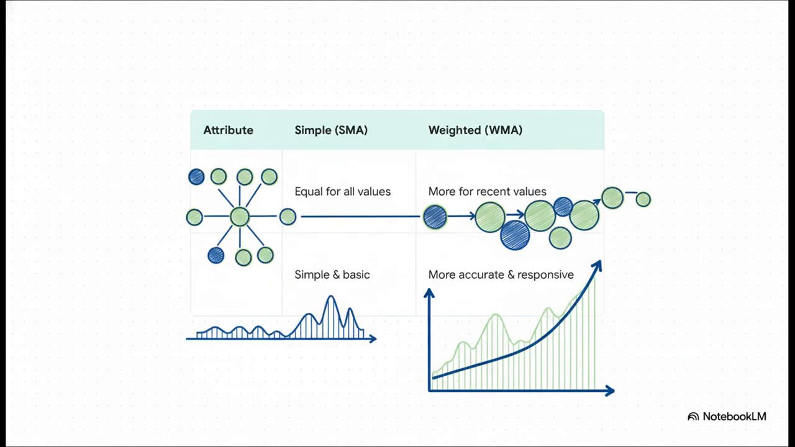So let's put them side by side. The SMA, the simple one, is, well, simple. Every value has the exact same weight. But the WMA, the weighted one, gives more oomph to the recent data. And because of that, it's often way more responsive and better at catching what's happening right now.